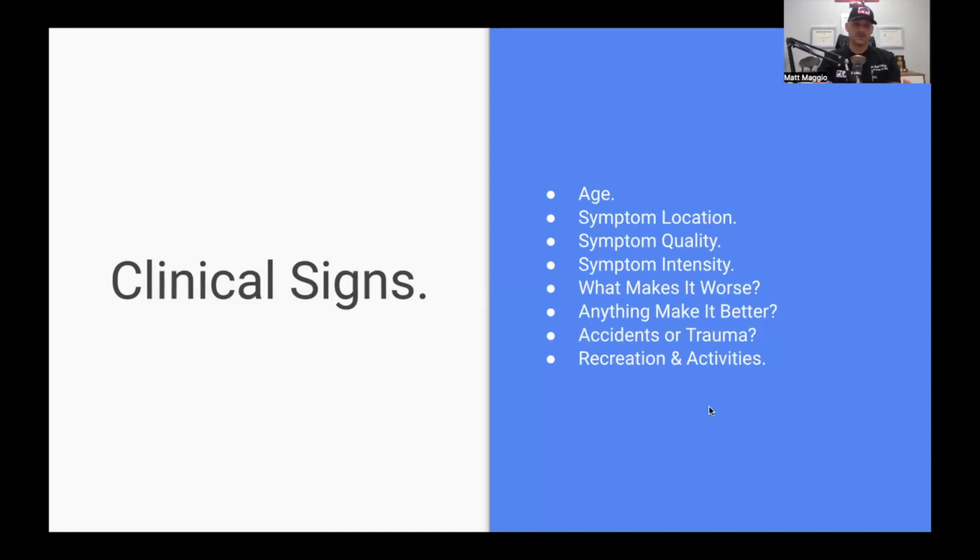Next thing I'm going to look for is just recreation and activities. Like, what do they do? Do they actually play tennis? Do they have a job where they're on a computer all day? Do they do some type of repetitive motion with their job? All these things, I'm really putting it together and collecting the data so I can start to think critically and figure out what I'm dealing with.